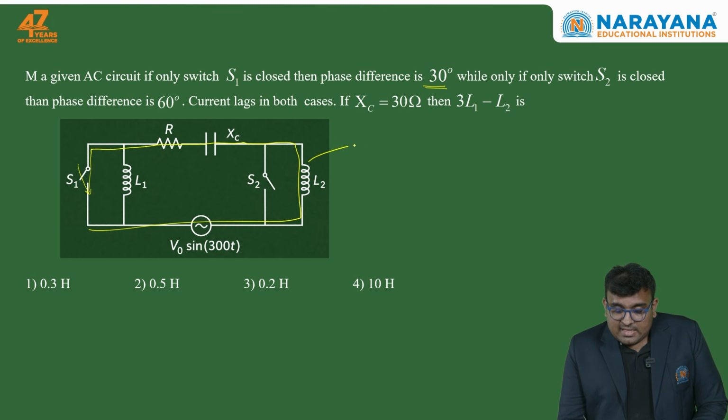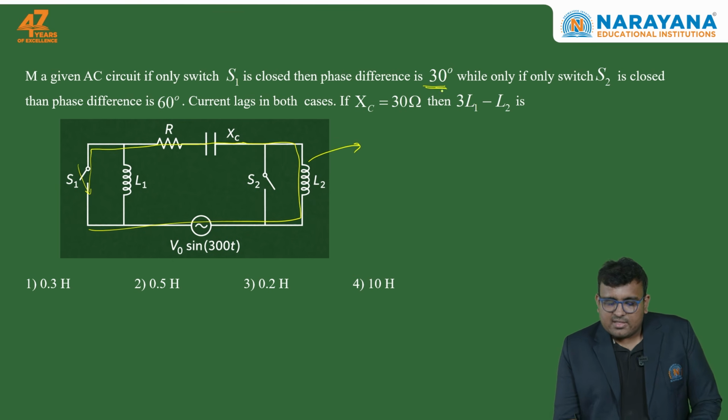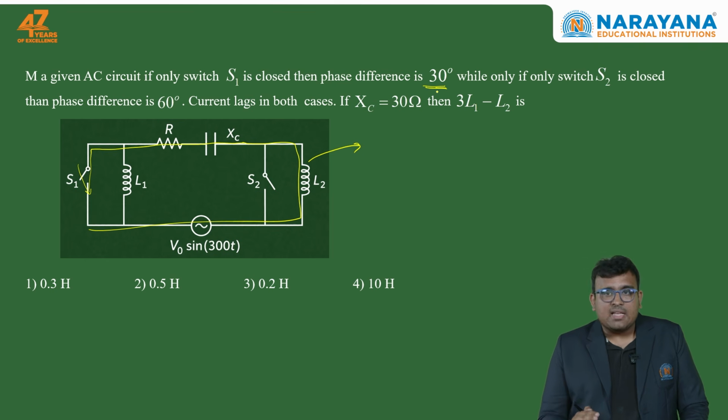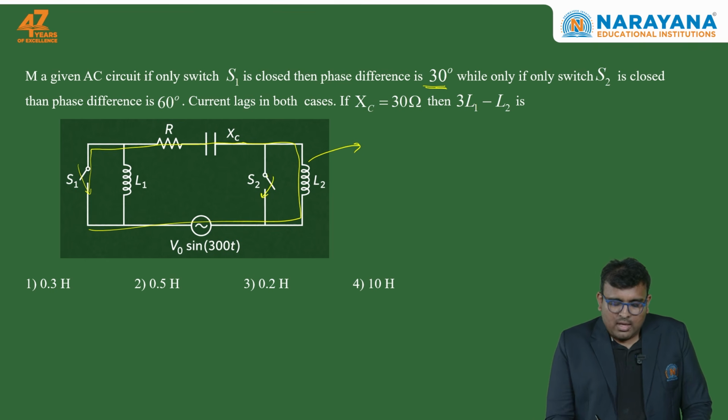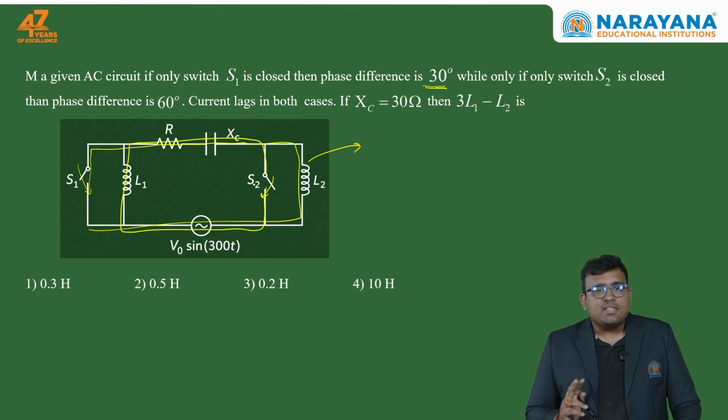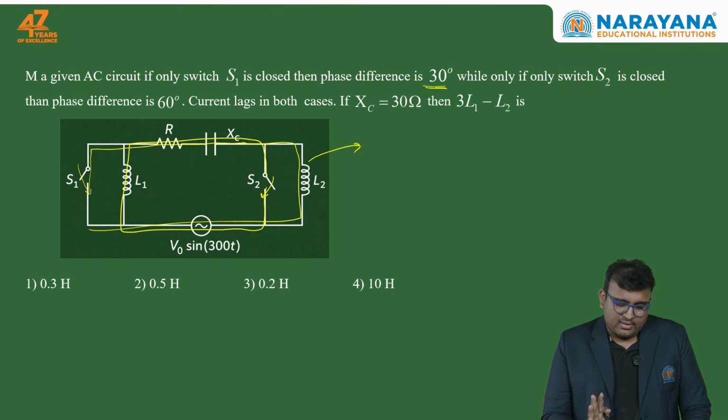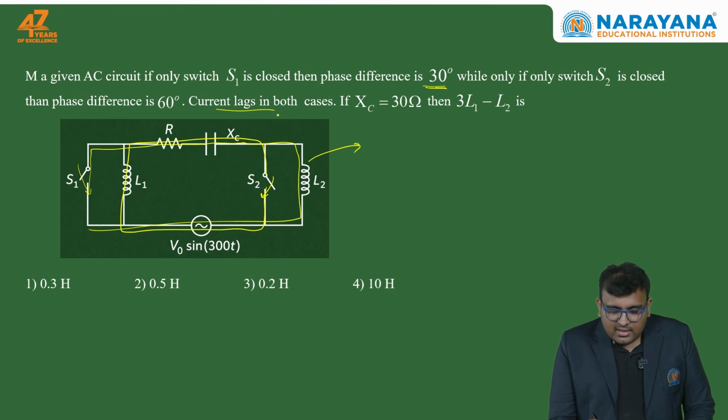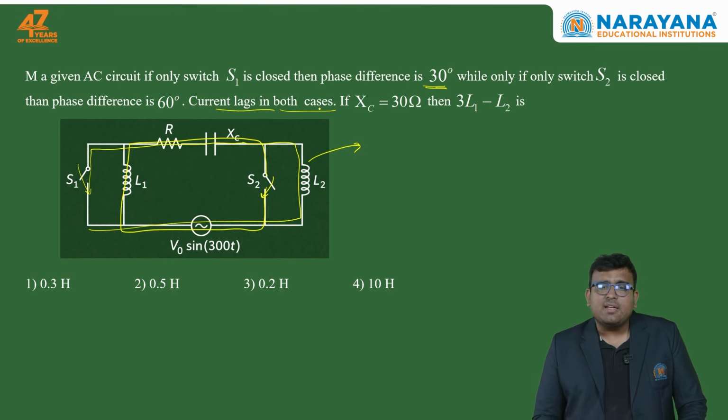So if I take the LCR circuit, they said that the phase difference is 30. Okay, fine. They said that in the second case, only S2 is closed. So when you're closing only S2, you're forming another LCR circuit here that is in series. They said that then the phase difference is 60. Okay, that's also fine. They said current lags in both the cases. That means basically this is an inductive circuit.